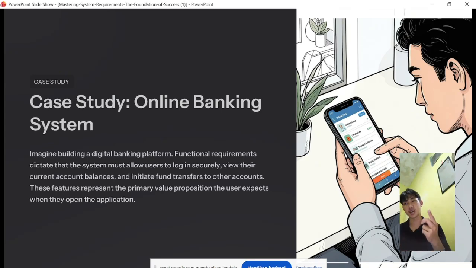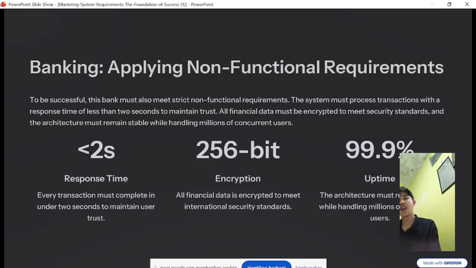Case study: online banking system. Imagine building a digital banking platform. Functional requirements: the system must allow users to log in, view their current account balance, and transfer funds to the creditor's account. That is the primary value proposition the user expects when they open the application. Next slide.